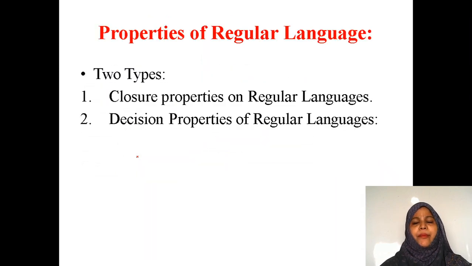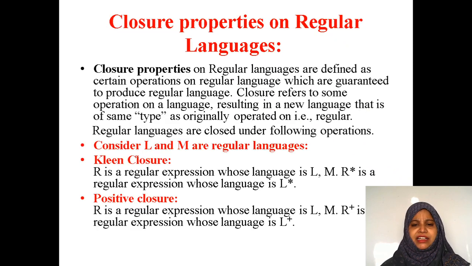Next one is the properties of regular languages. Generally there are 2 types of properties. First one is the closure properties on regular languages, and second one is the decision properties of regular languages. Here we are going to divide the properties of regular languages into 2 cases: first one is the closure properties, second one is the decision properties. Now we will go for the closure properties on regular languages.